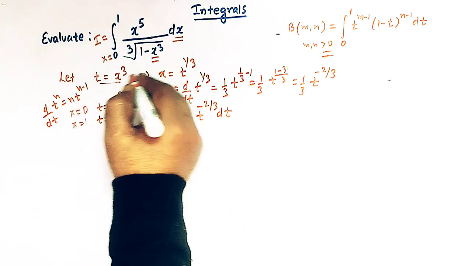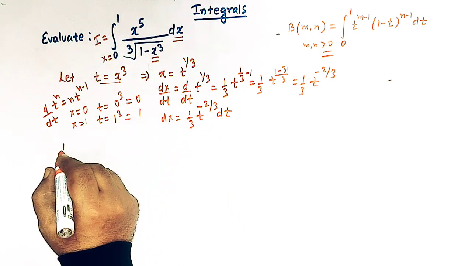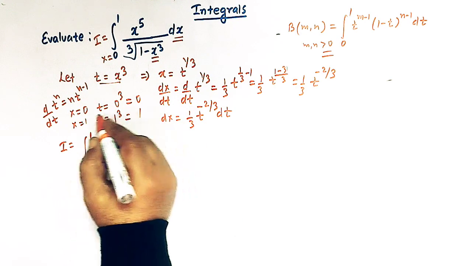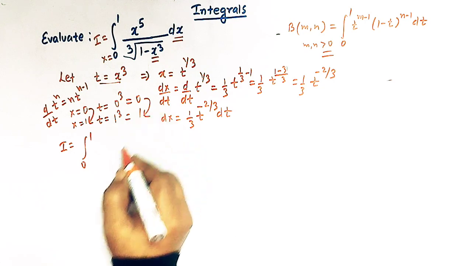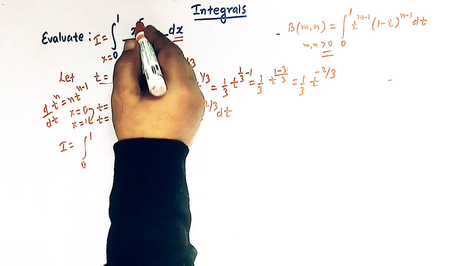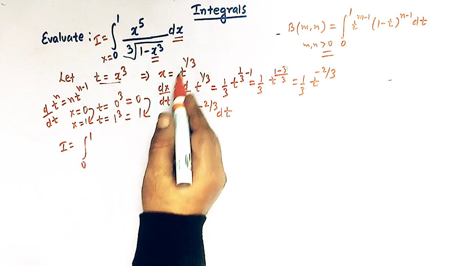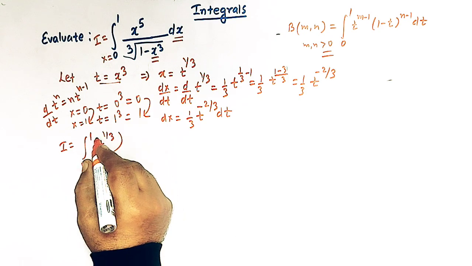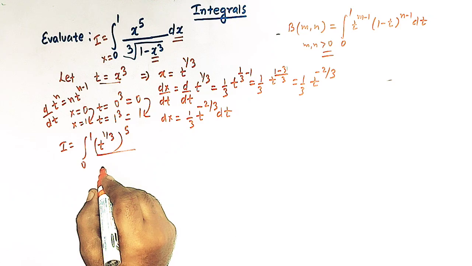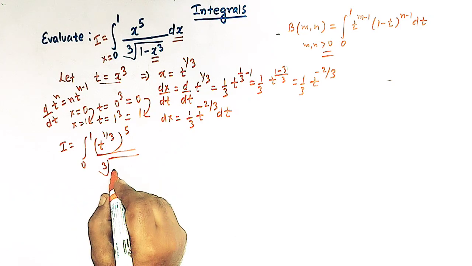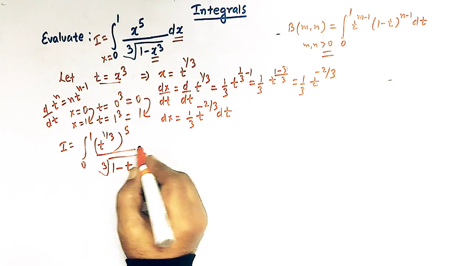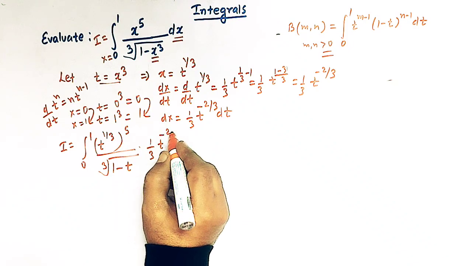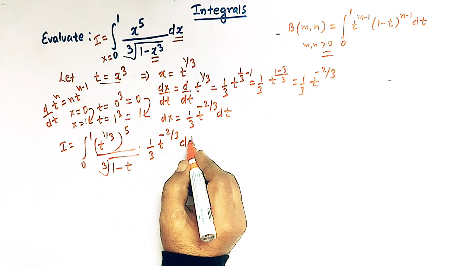Now we can write this integral I in terms of t as the integral from 0 to 1. The limits remain the same, and x raised to 5, so x is t raised to 1 over 3. So we can write t raised to 1 over 3, raised to 5, and then we have the cube root of 1 minus t, and for dx we can write 1 over 3 t raised to minus 2 by 3 dt.